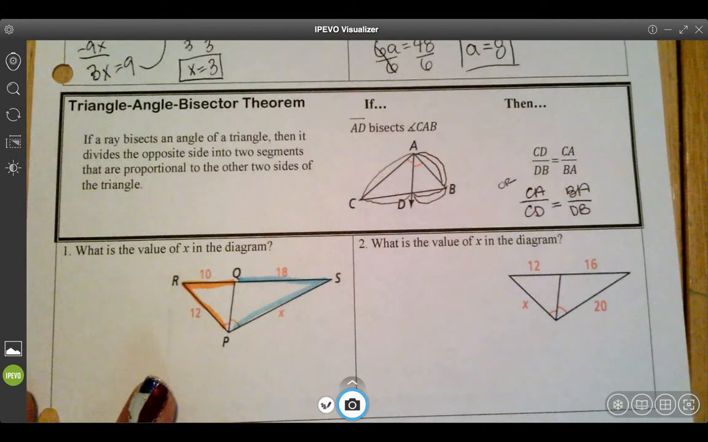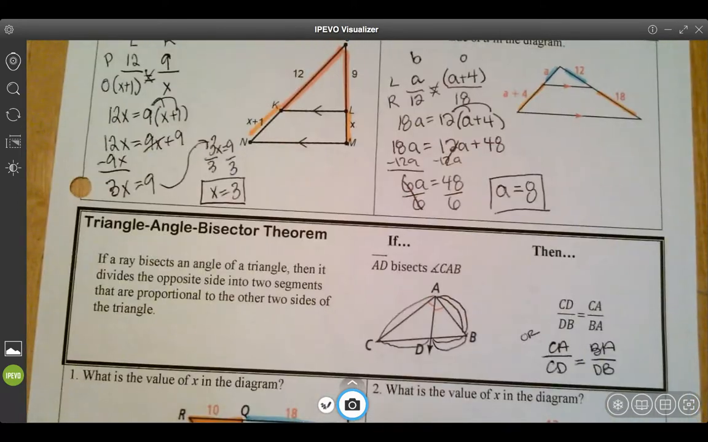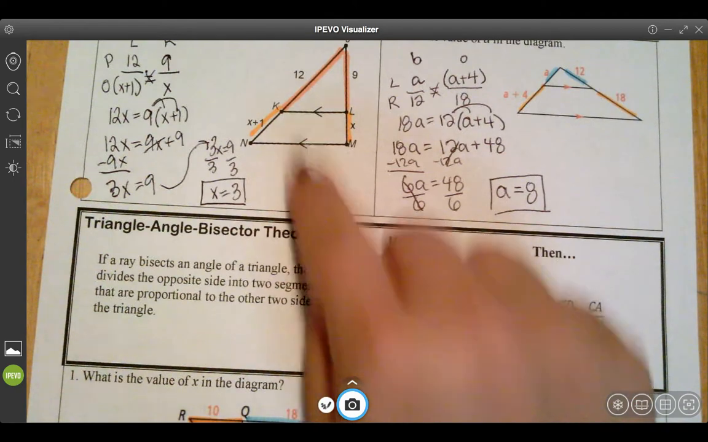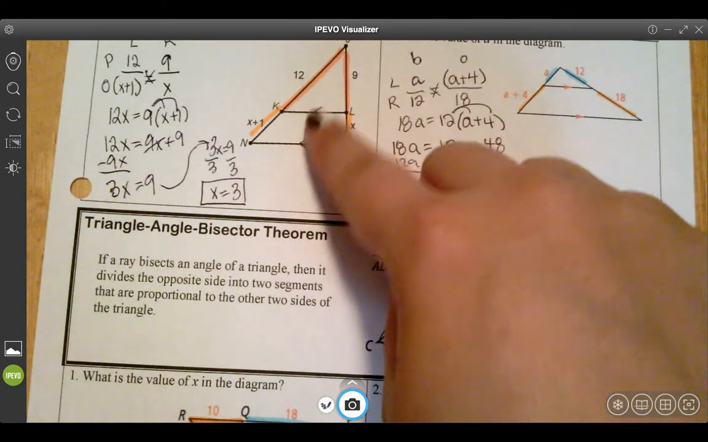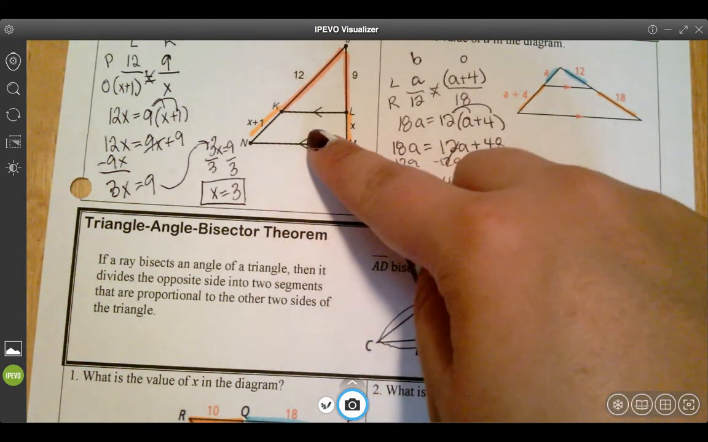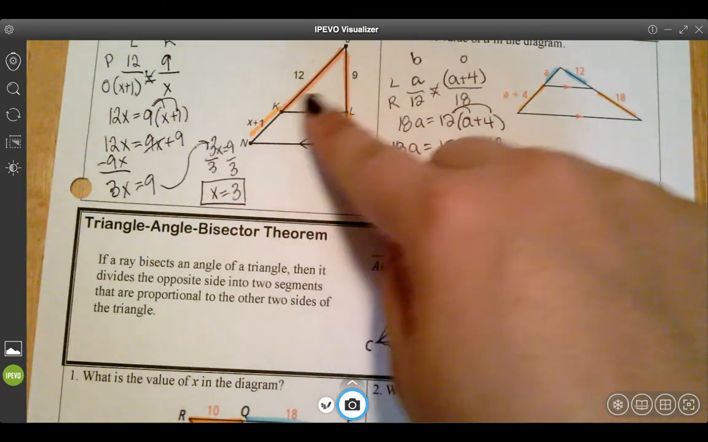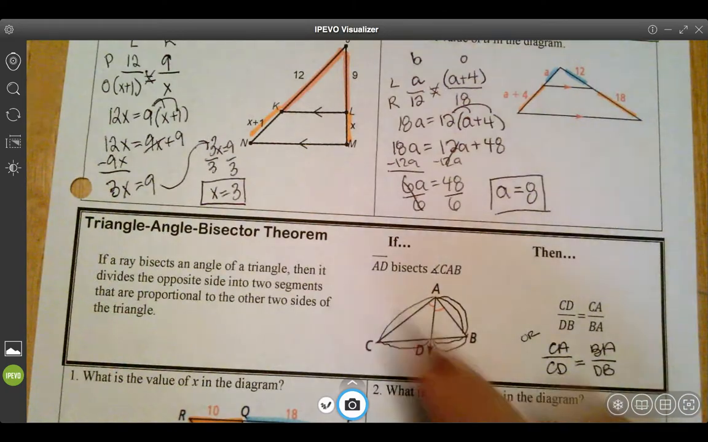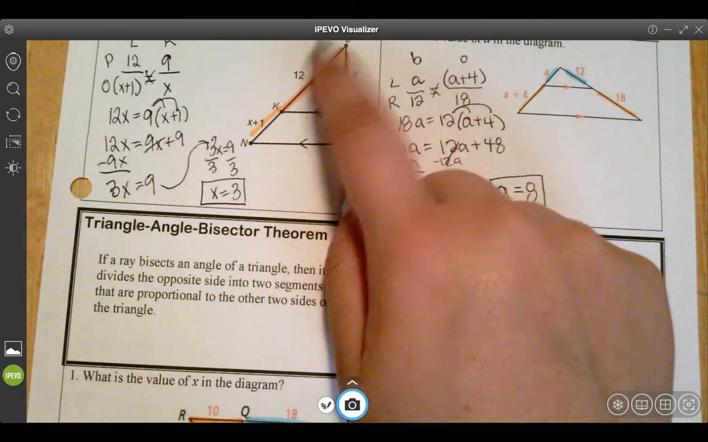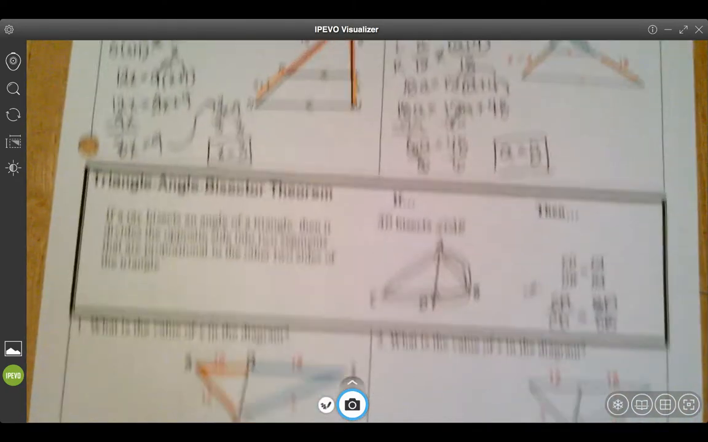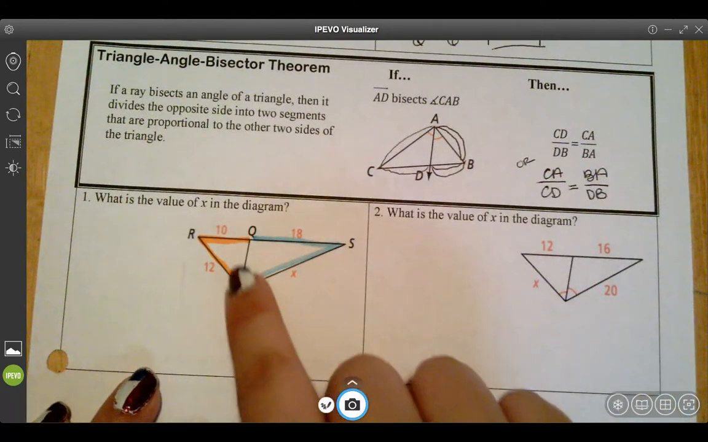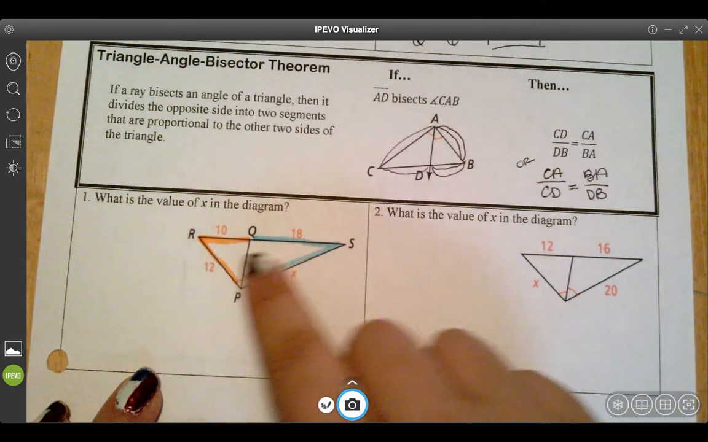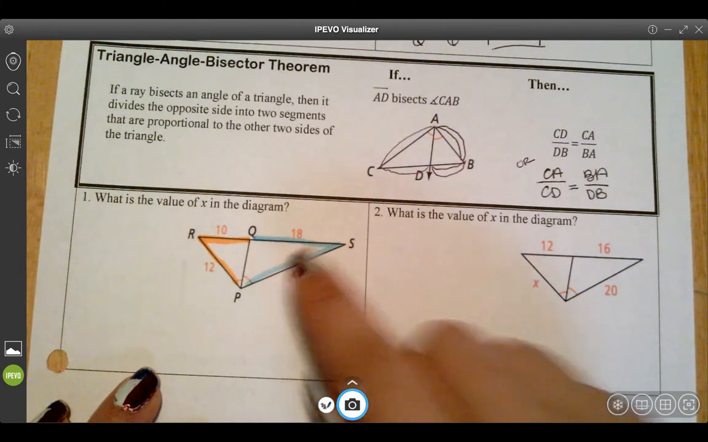I do want to point out in the examples above, notice my parallel lines did not have a color because we cannot use the side splitter theorem for the parallel sides. In order to use those, we have to use the whole triangle like we were doing before. So this only works for the sides that are split. This one, we only have an angle bisector. This isn't splitting across the sides. There's no parallel line here.